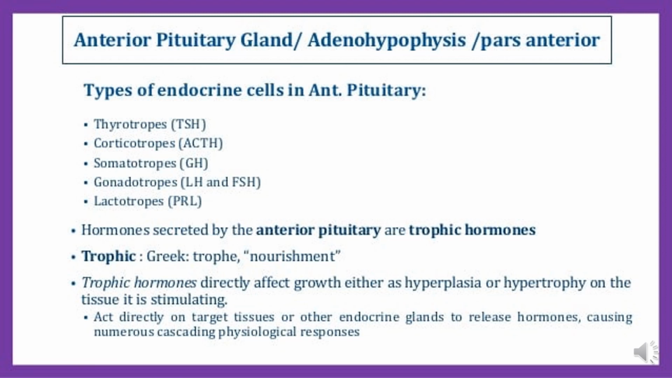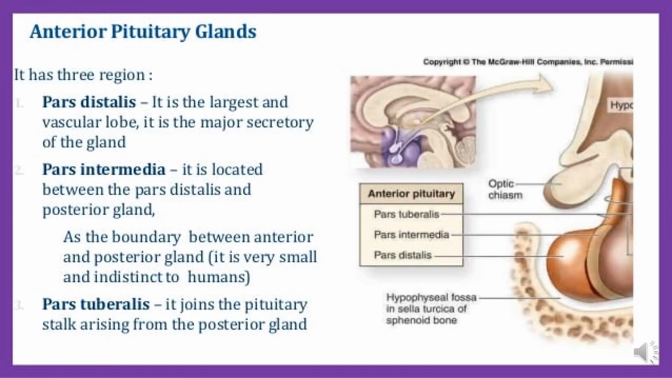The types of endocrine cells that are secreted in the anterior pituitary are thyrotropes, corticotropes, somatotropes, gonadotropes, and lactotropes. Hormones secreted by the anterior pituitary are called tropic hormones. Tropic means nourishment in Greek.